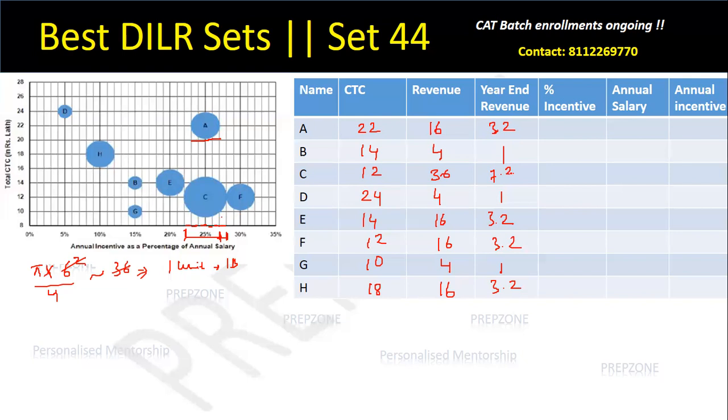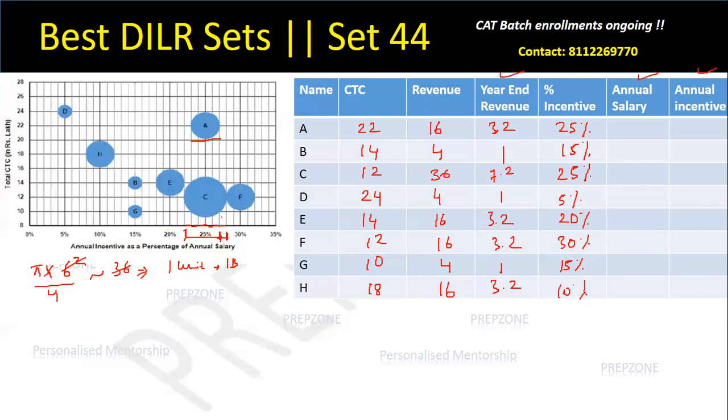ठीक है. So अब CTC के एक components क्या है? It is year end revenue, it is annual salary and it is annual incentive, right? और मुझे क्या information given है? मुझे ये पता है कि भाई percentage incentives कितने हैं, right? For example, D का है 5%, D का है 5%, A का कितना है? A का है 25%, C का भी है 25%, F का है 30%, E is 20%, B and G are sitting at 15%, right? I hope you understand that these are the x-axis ka value that I am simply calculating. 15% and last is H is 10%, right?